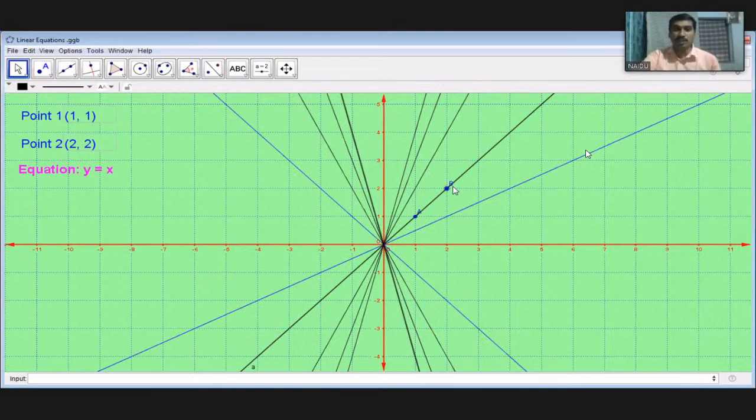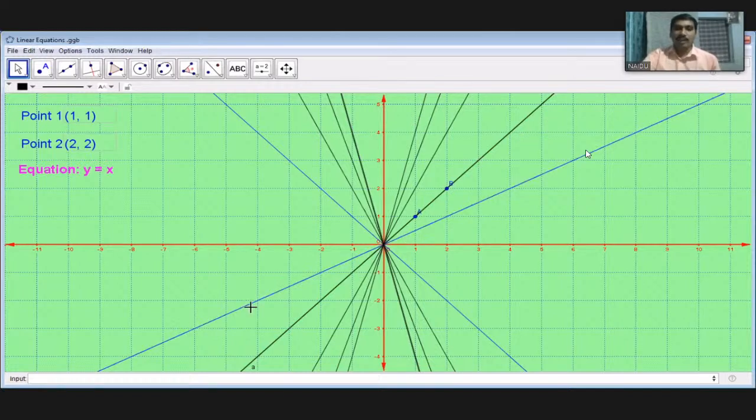And those lines pass through which 2 quadrants? If m is positive, practically we have seen y is equal to half x, y is equal to 1x, y is equal to 2x, y is equal to 3x, y is equal to 4x. So if m is positive, those lines will be passing through Q1 and Q3.